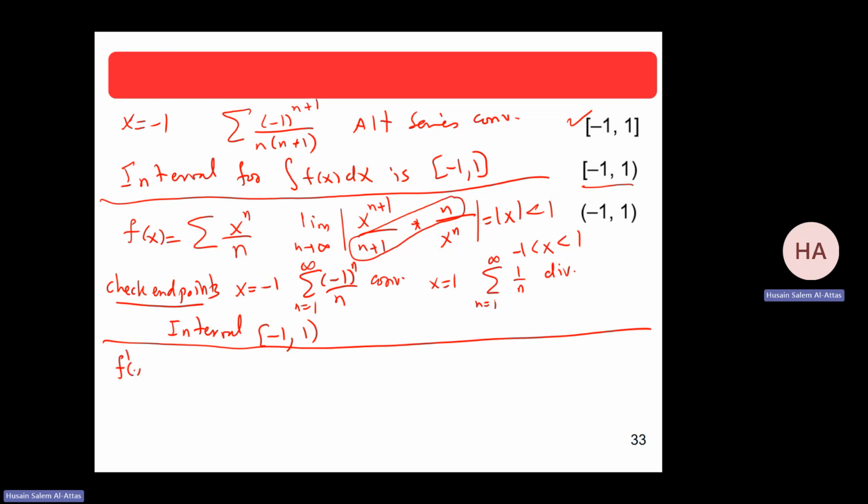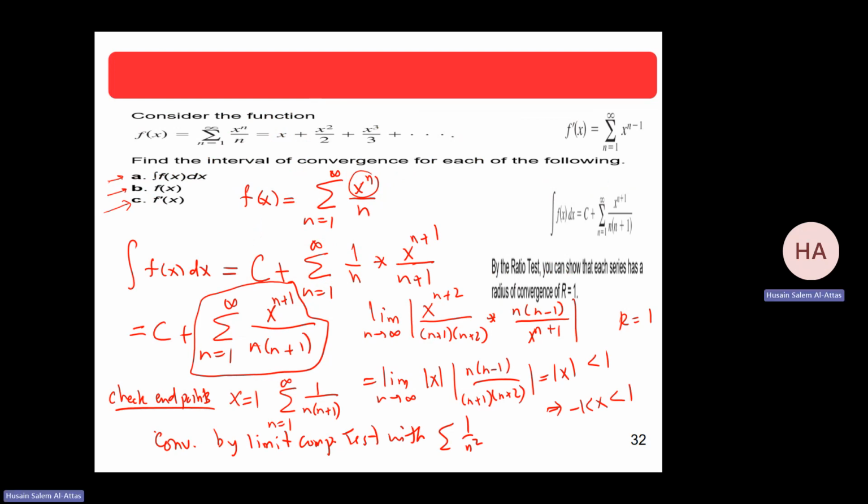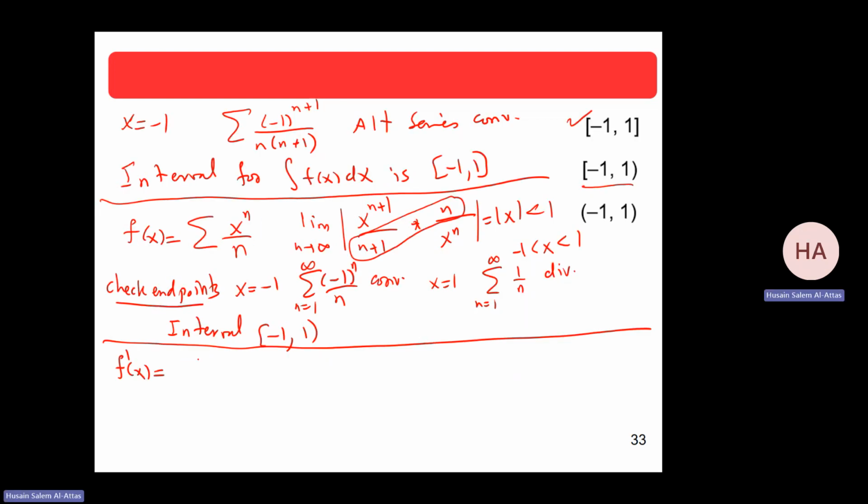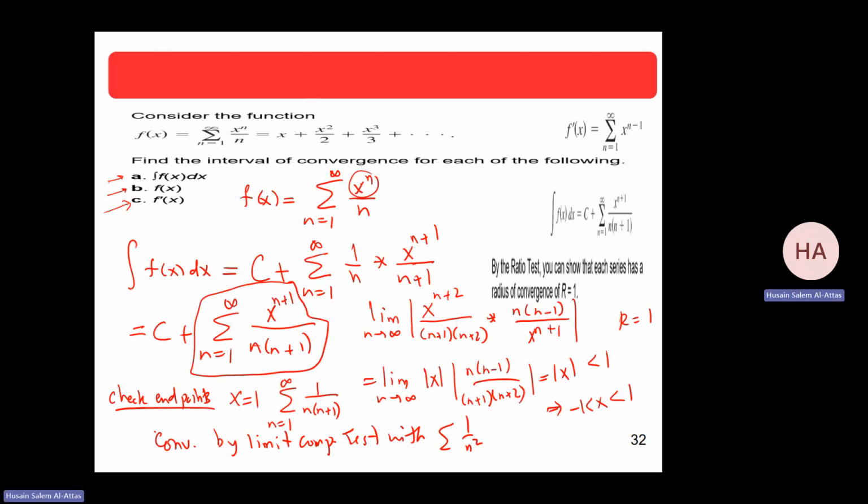f prime of x. What is f prime of x? Just find the derivative of this. That will be the summation from n equal 0 to infinity. What's the derivative of this? n x to the power n minus 1 over n. And that will be the summation n equal 0 to infinity of x to the power n minus 1.